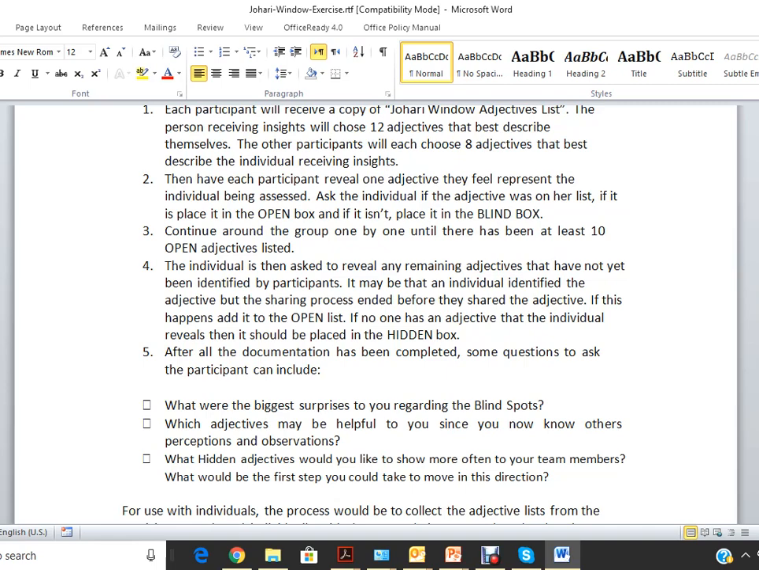3. What hidden adjectives would you like to show more often to your team members, and what would be the first step you could take to move in that direction? And here also you want to look at how revealing some hidden adjectives about you might help your relationship with the others. This is a very interesting exercise. I encourage you very much to do it in your teams or in your company.